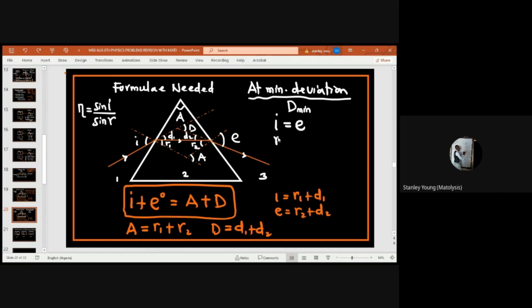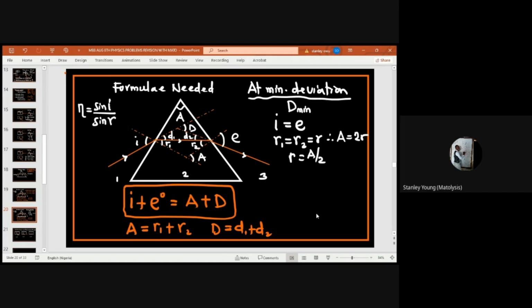Okay, R1 is going to be equal to R2. Let's call it R. That automatically means that A equals R plus R, since A equals R1 plus R2. So in that case, R becomes A over 2. Right? So take note of that.